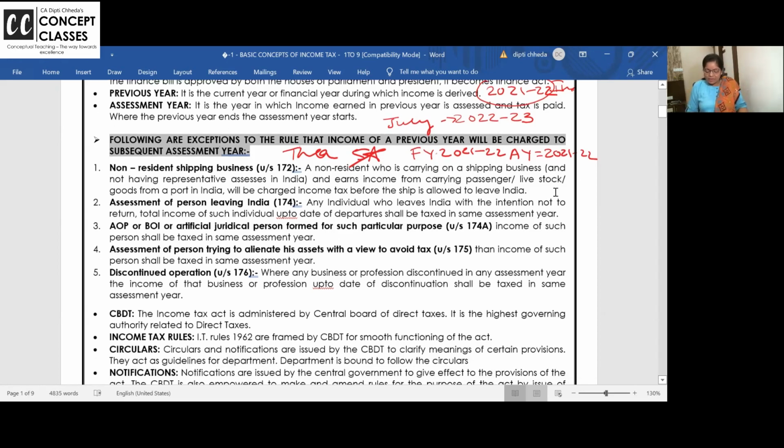So what is it? The first exception is non-resident shipping company business. Now listen carefully, all of you. A foreign ship comes, say from UK to India, and in India they are unloading the goods, and they load a few goods, and from India they are going to Sri Lanka. Are you getting it? Which country does the ship belong to? It's a non-resident shipping business. A foreign country's ship coming to India, unloading the goods, loading the goods, and then going to Sri Lanka, from there to Canada and back home.